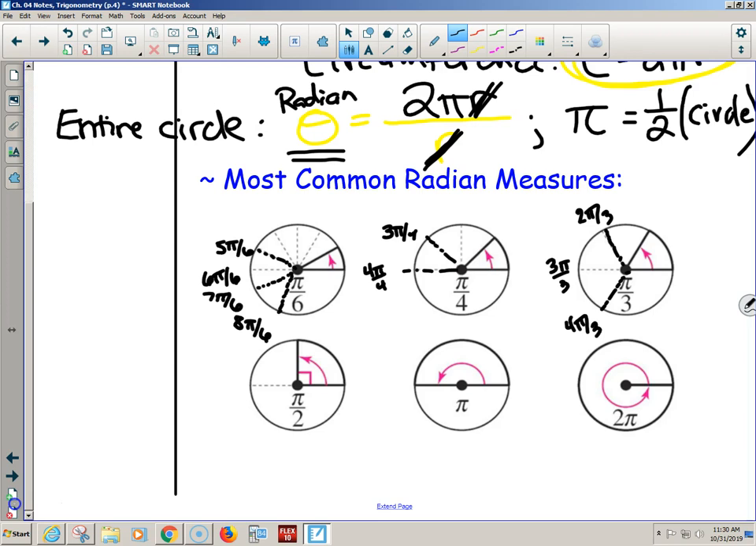Wait, where's this dude? I didn't get the over 4 one. It's because it's a totally different angle measure. Fourths and sixths and thirds. 2 sixths makes 1/3, right? 1/6, 2 sixths, 1/3. 3 sixths, 1/2. 4 sixths, 2/3. 5 sixths, 6 sixths, 7 sixths, 8 sixths, 9 sixths, 10 sixths.